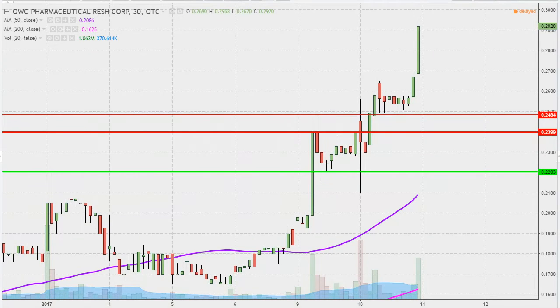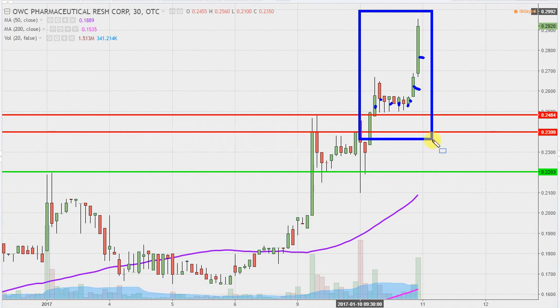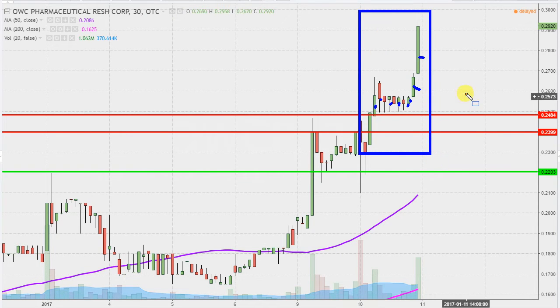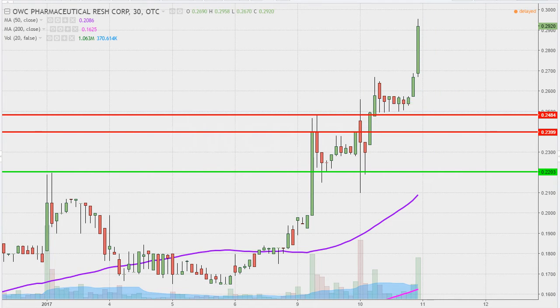Real quick, what do I mean by 30-minute in case maybe you're new to charts? Instead of each one of these candlesticks here representing 1 day's worth of price action, which is what you would normally see, each one represents 30 minutes. So while this here may look like several days worth of time, it's actually just today's price action broken down into 30-minute time slices. I did this analysis yesterday, so that's where these red and green lines are coming from.